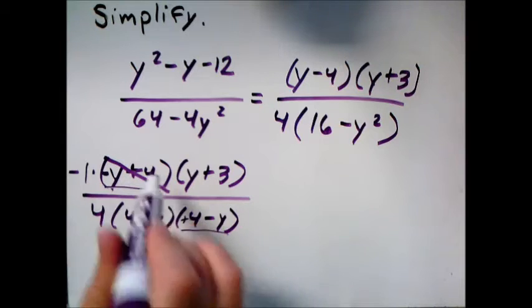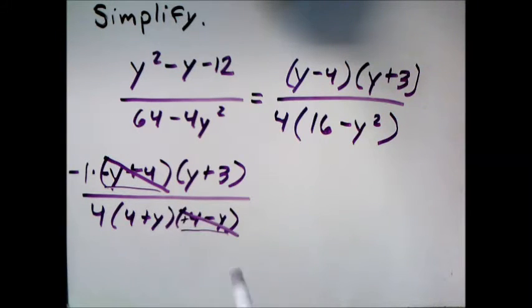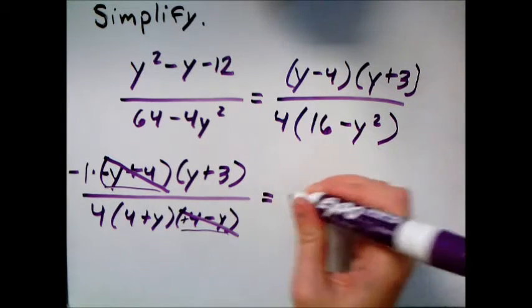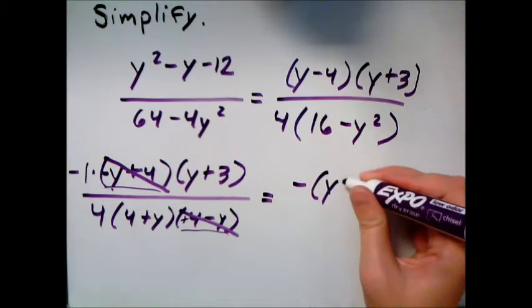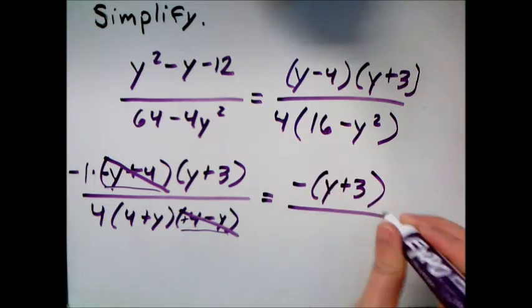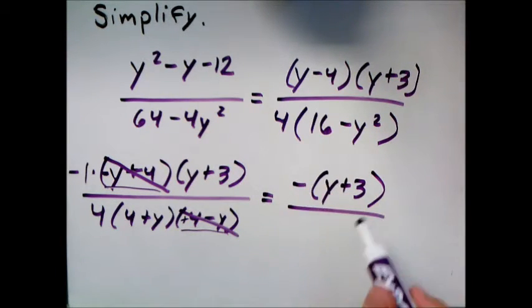And so now negative y plus 4 and negative y plus 4 actually do cancel. And so I'm left with negative. Be careful if you don't distribute this negative to leave the parentheses around y plus 3 or put negative y minus 3.